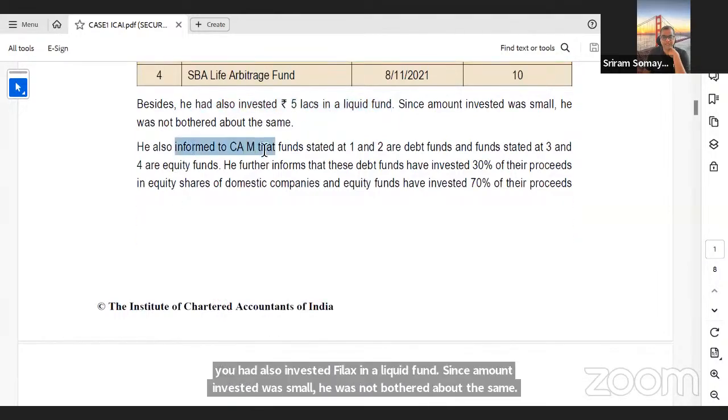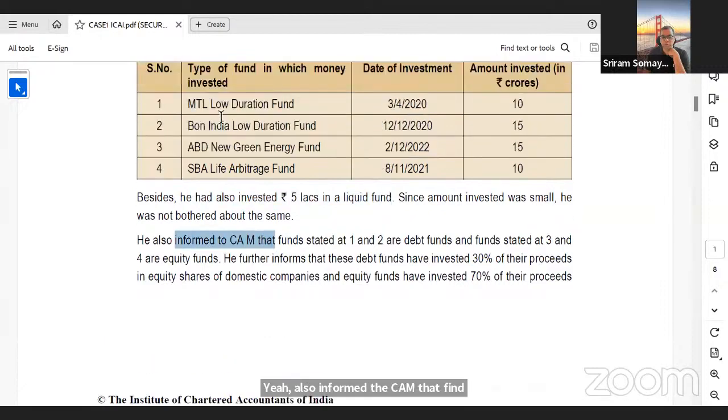He also informed CAM that funds stated at 1 and 2, MLT low duration fund and Bond India low duration fund, are debt funds, and the funds stated in 3 and 4 are equity funds. So first 2 debt, next 2 equity. Why is this important? From a tax perspective, as Shiv Teja just mentioned.